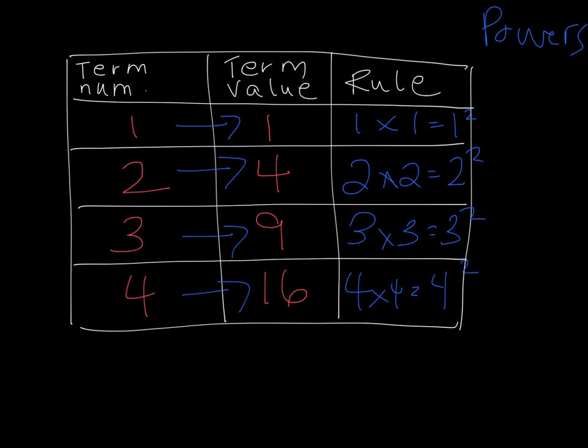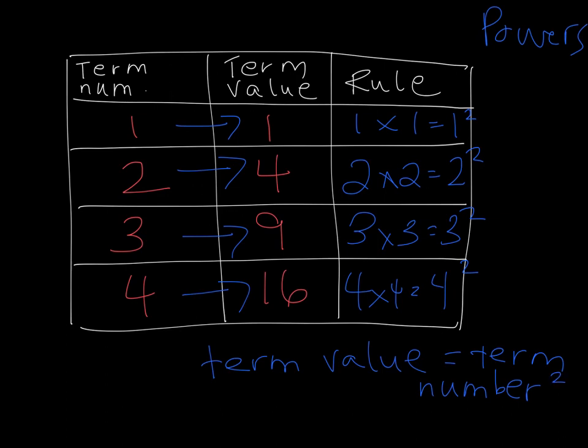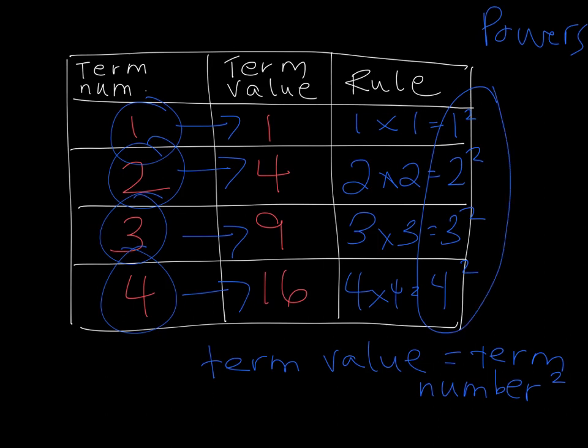So another way to do this rule, or another rule to come up with, is term value equals the term number to the power of 2. Because isn't it each one of these to the power of 2? Isn't that what we got for the answer here? So it's the term number to the power of 2 is going to give you that term value.